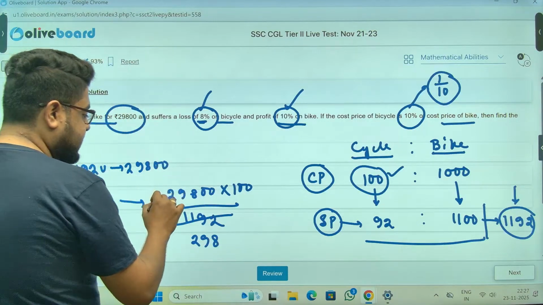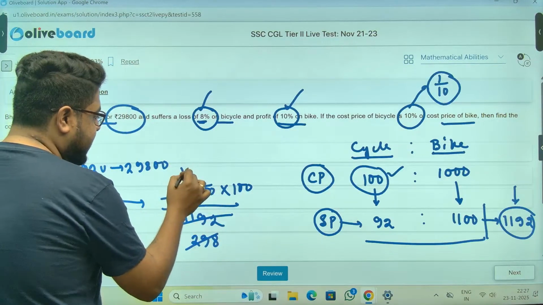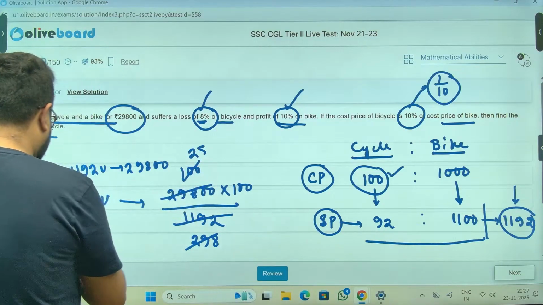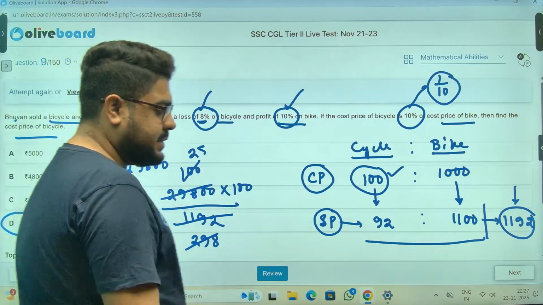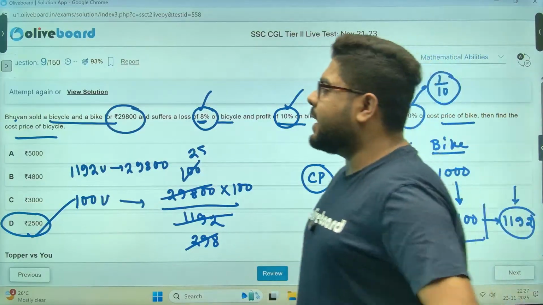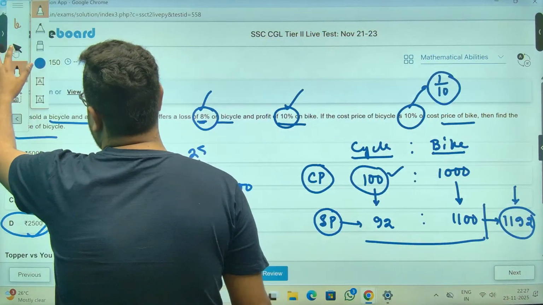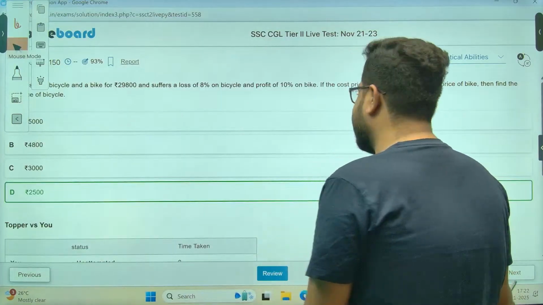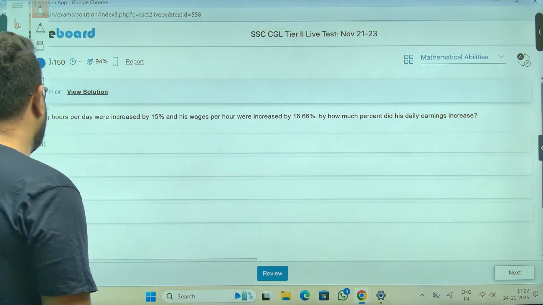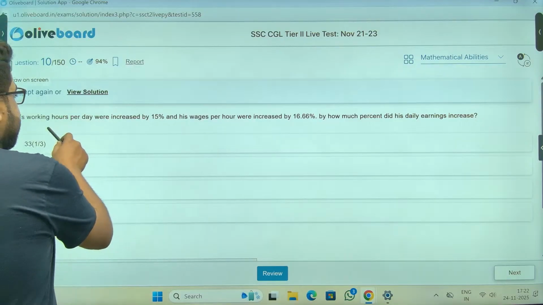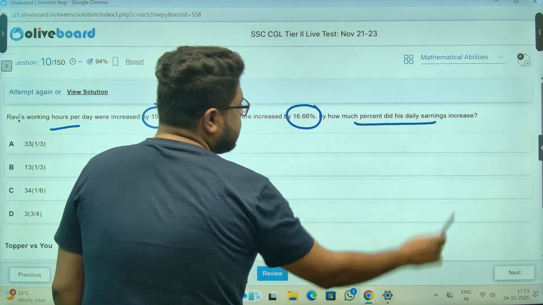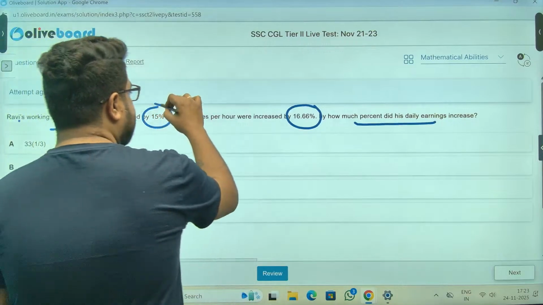So again you do one thing. If you cancel 298, you'll get 100, and with 4 it will be 25. 2500, option D will be the correct answer. Option D, 2500 is the correct answer, sir. Again, very simple question, sir. Next one, please. Chalo. Ravi's working hours per day increased by this, wages increased by this. Sir, earnings. Sir, you can either use AB theorem.